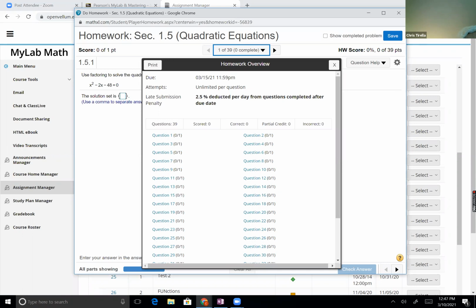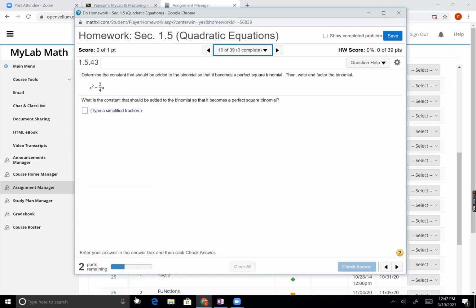16? Yes. Determine the constant that should be added to the binomial so that it becomes a perfect square trinomial. Then write and factor the trinomial.